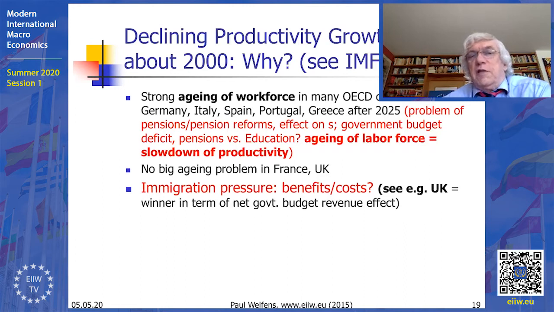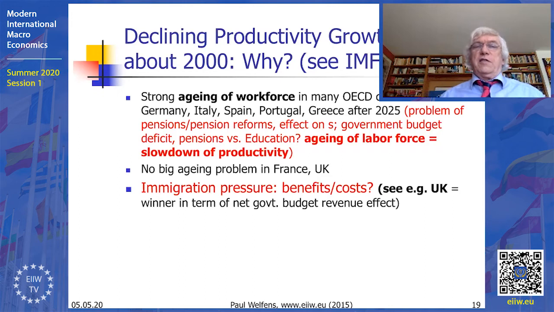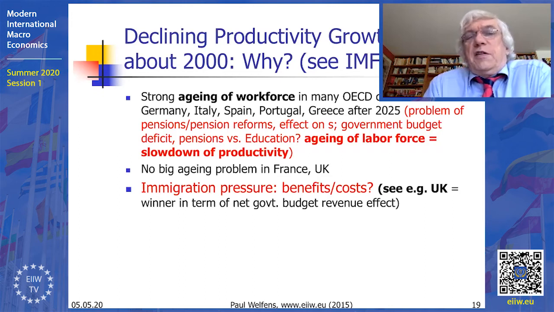Also, already earlier in Japan. There is then the problem of pensions and pension reforms, because if you have a higher share of the retired population, of the retired workforce, then you have somehow to find a solution. The question is, what are the effects on the savings rate, the government budget deficit? What are the effects maybe in this trade-off debate, higher pensions versus higher education budgets?